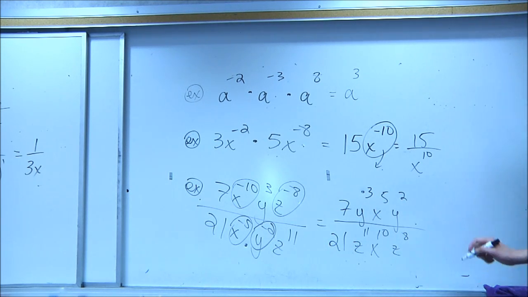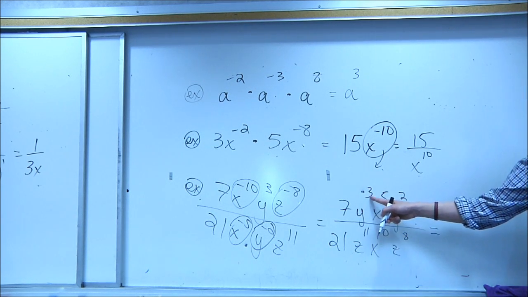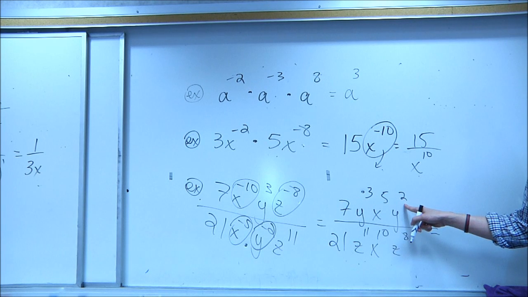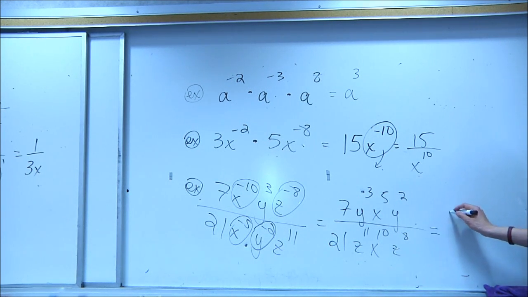Okay, now what can I put together? Well, in the top here, I have a y to the third times a y to the second. I can add those exponents. That's just a product rule, right? So I have a 7, y to the 5th, x to the 5th.